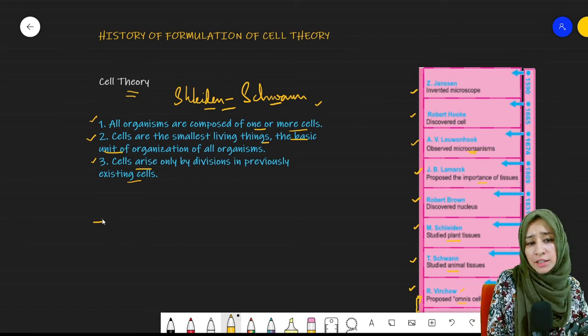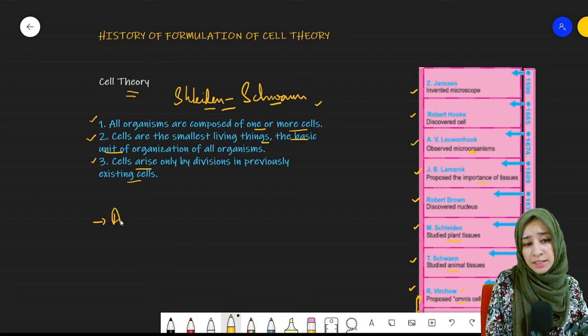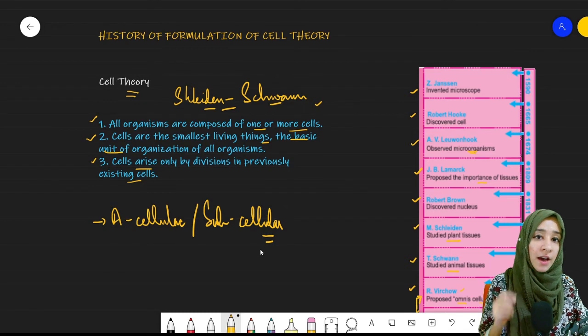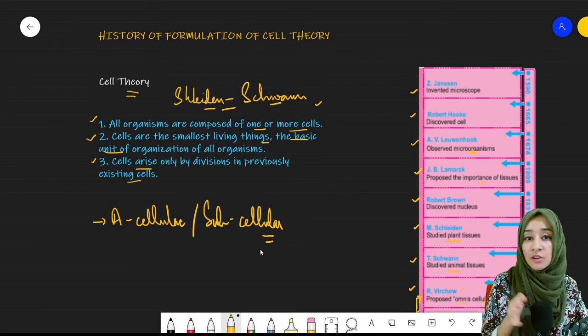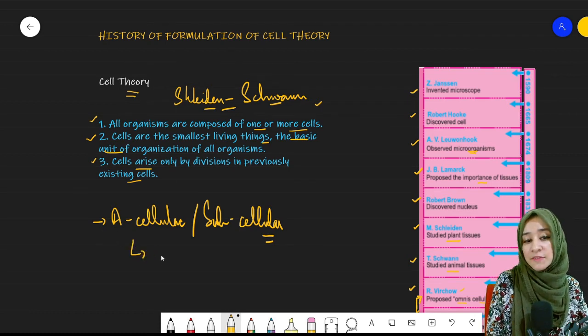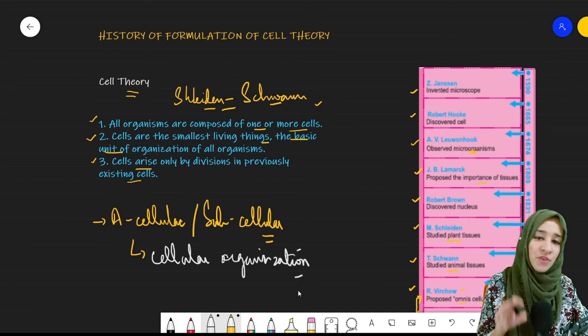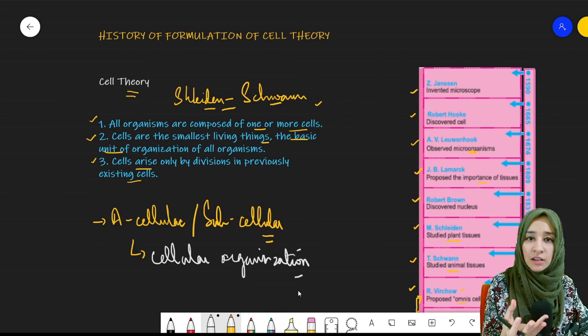Now, there is another term that we need to discuss here, that is acellular organisms or subcellular organisms. If you remember, we studied in chapter number 3 viruses, prions, viroids. These are all acellular organisms. What do you mean by this? They do not consist of cellular organization, or in other words, they do not consist of true cells in which metabolism can occur. No functions occur within their living body or within their body.